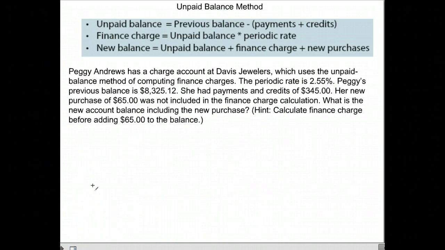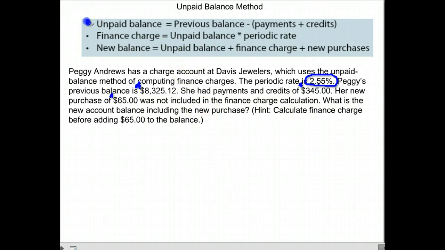Hey, here's another example. We have Peggy Andrews. She has a charge account at Davis Jewelers, and they use the unpaid balance method for finding a finance charge. The periodic rate, so the interest rate we're going to use, is 2.55%. Her previous balance, wow, was $8,325.12. She had some payments and credits of $345. Her new purchases were $65, which was not included in the finance charge. What is the new balance including her new purchase?